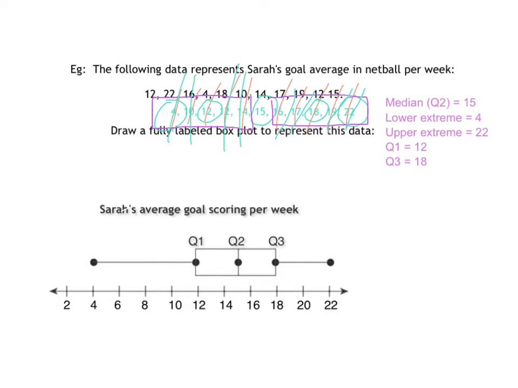So now we'll do some questions. Here we have a set of data. So as we know, first we need to order from lowest to highest. So we have 1, 3, 3, 6, 6, 7, 7, and 10.